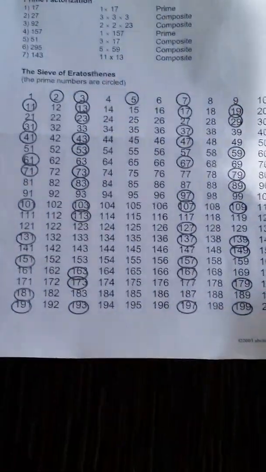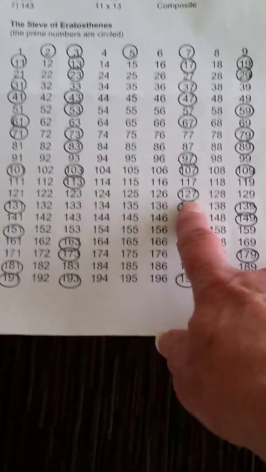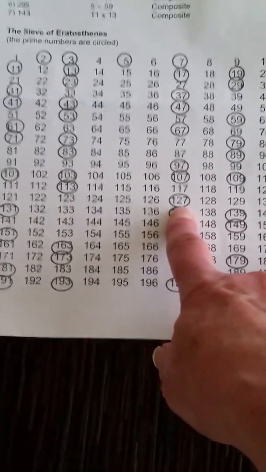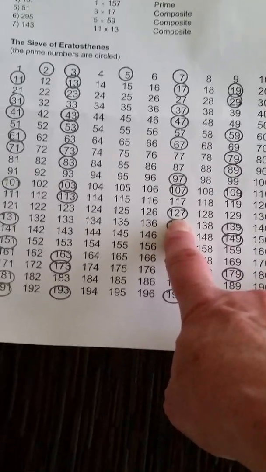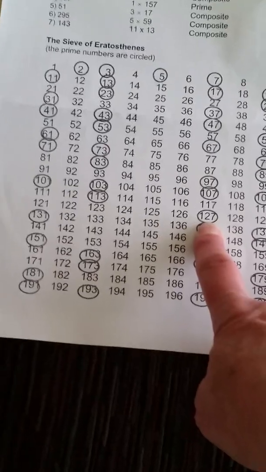So there's our handy dandy prime and composite sheet. 127. Oh my gosh, it is circled. So it is, in fact, a prime number. So since it's a prime number, we're going to go ahead and go to the next number.